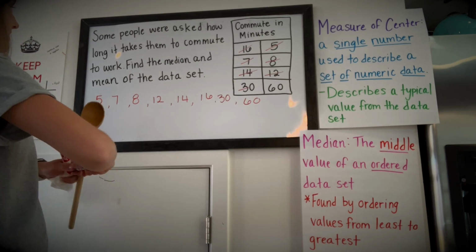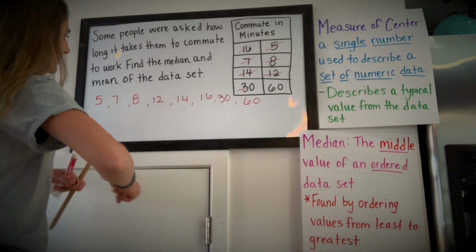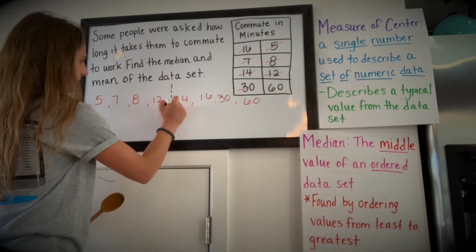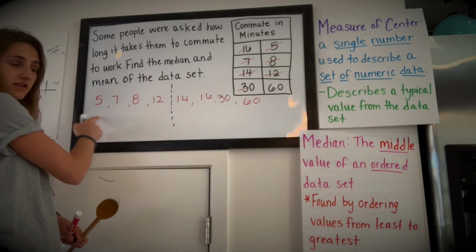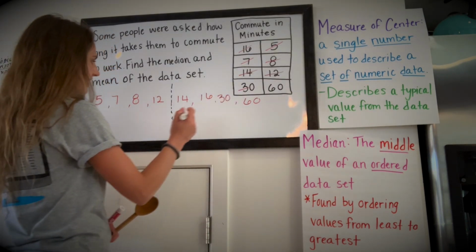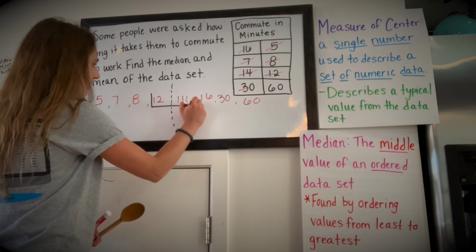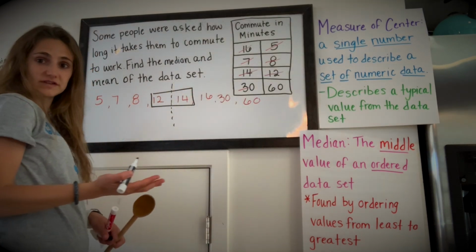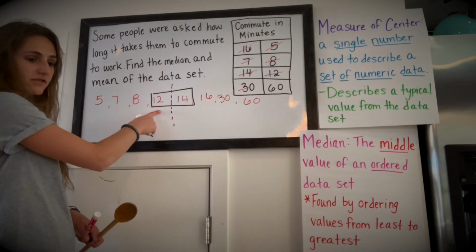Okay, so because this is an even data set, you're going to notice that we have 2 values that are in the middle. Okay, so the middle of the data set would be right here. Right, because we would have 4 data values on this side and 4 data values on that side. So that means that both 12 and 14 are in the middle of our data set.